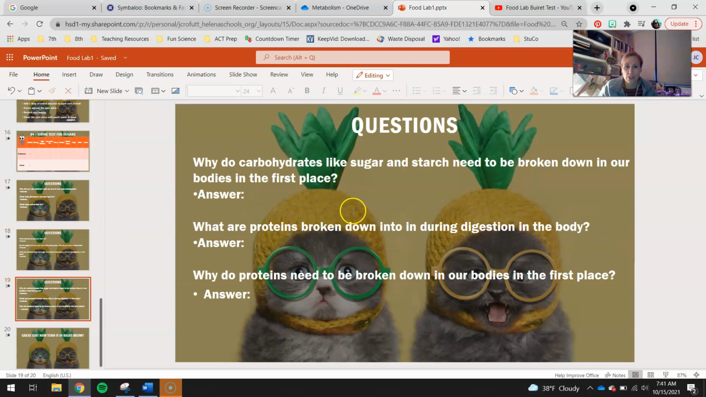And why do carbohydrates like sugar and starch need to be broken down in our bodies? We talked about this a little bit in class the other day. Again, we're breaking those down into glucose, but why do we need to break it down into glucose? Why can't we just use the starch? Okay, what are proteins broken down into during digestion? And again, why do we need to break down proteins in the first place? Why do we need to have digestion?